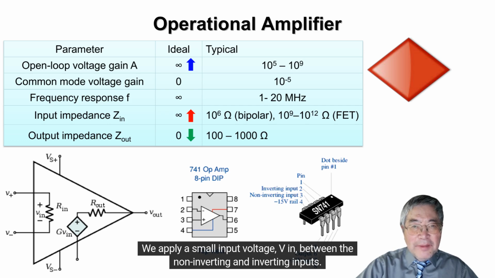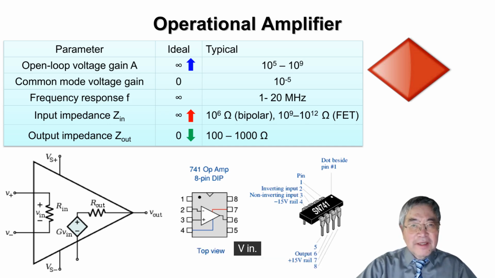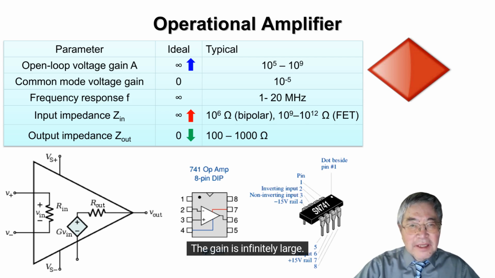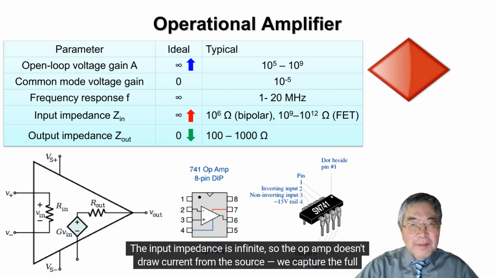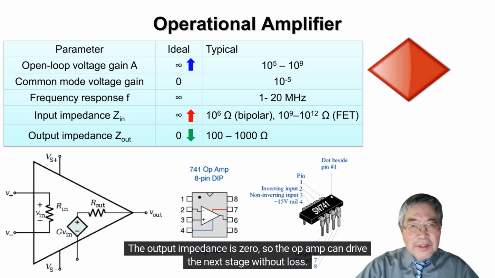We apply a small input voltage V in between the non-inverting and inverting inputs. The op-amp multiplies this by a large gain factor, G, to produce the output voltage V out equals G times V in. In the ideal model, the gain is infinitely large. The input impedance is infinite, so the op-amp doesn't draw current from the source. We capture the full signal. The output impedance is zero, so the op-amp can drive the next stage without loss.